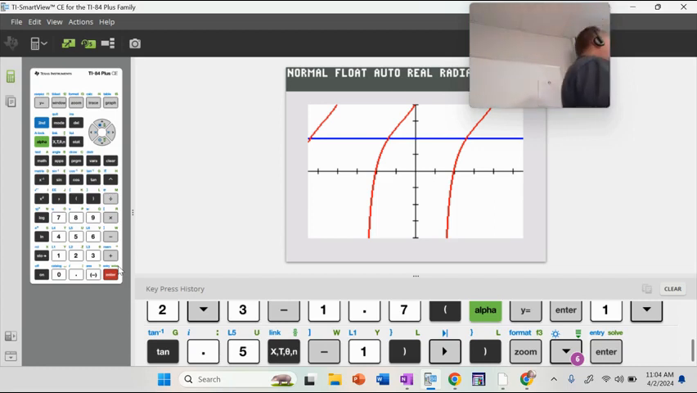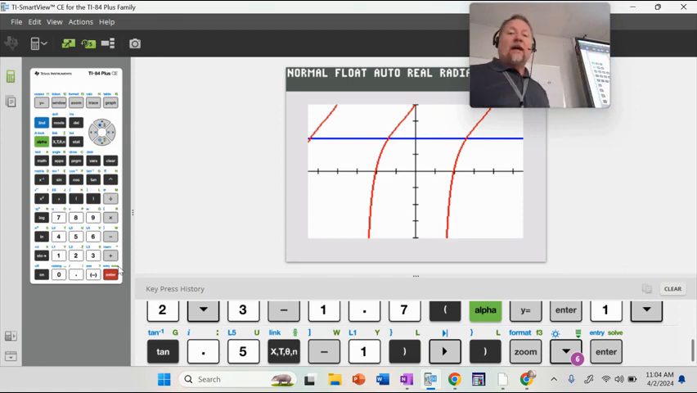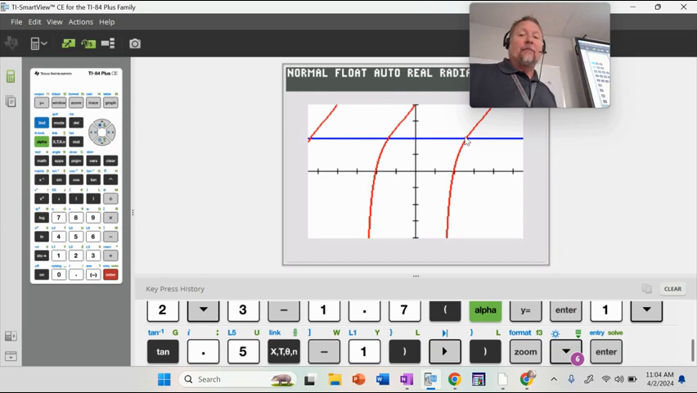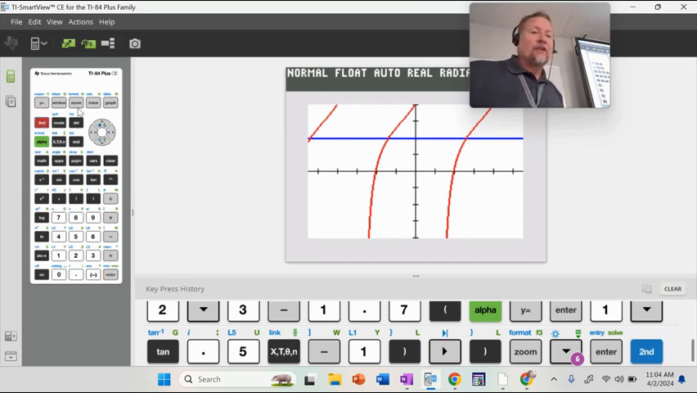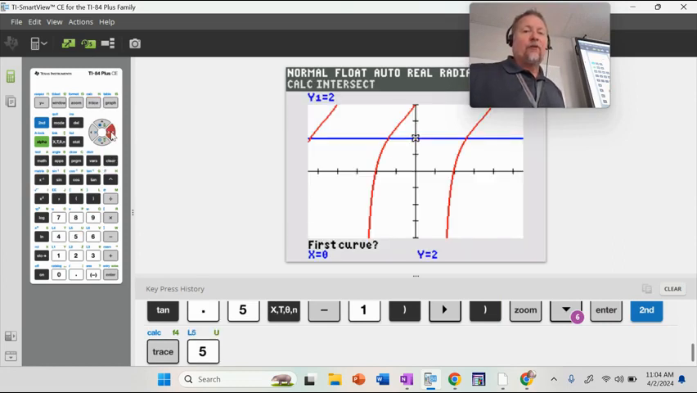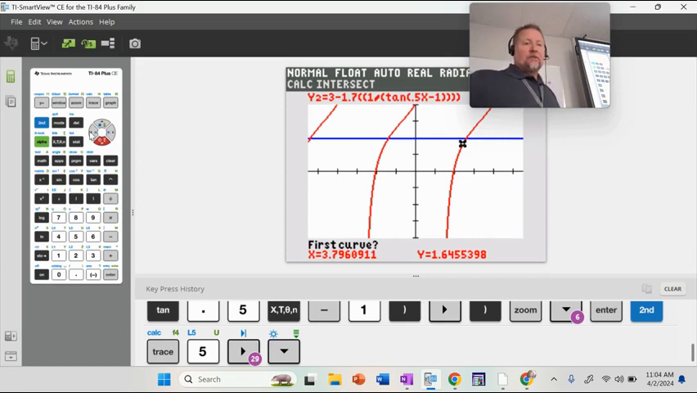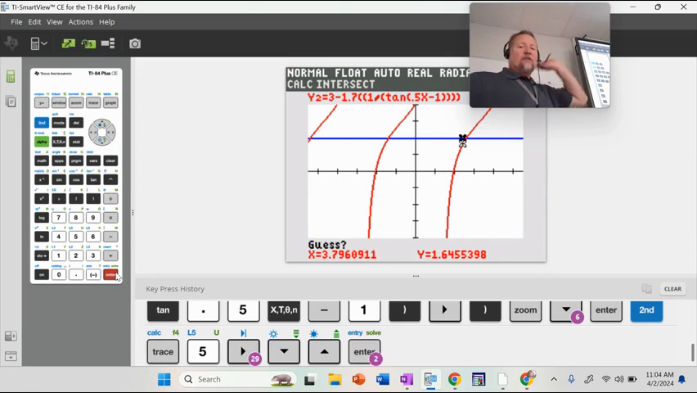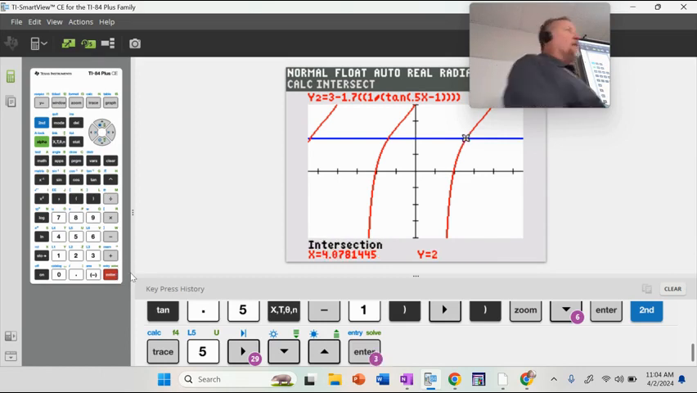All right, now what are the directions? Find the answer from 0 to what? 2 pi, which is 6.28, right? So I have a good feeling about this point right here. So that's the intersection I'm going to find. Second, calculate, intersect. And then first curve, move over to this one. That's the only thing you have to do with first curve: get close to where it's at. First curve, enter. Just hit enter for guess. It's the same thing. 1, 2, 3 hits. The intersection is 4.078, which is 4.08.